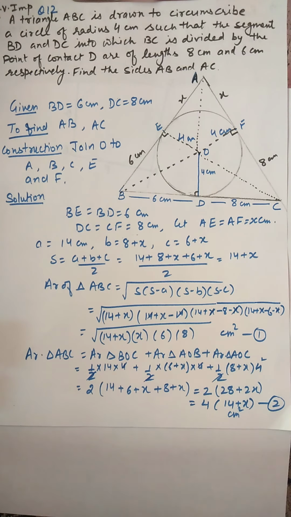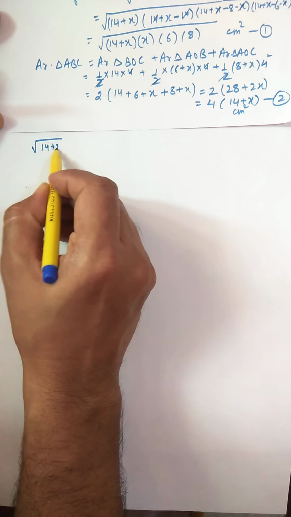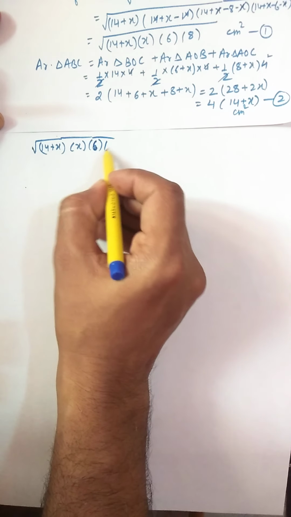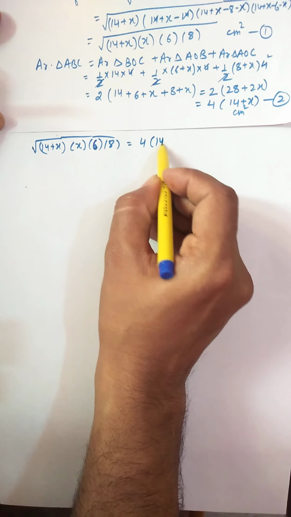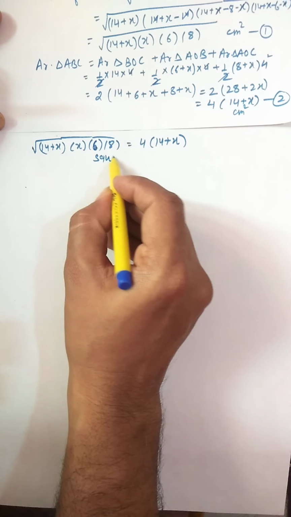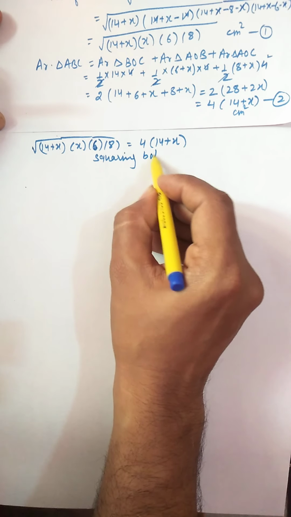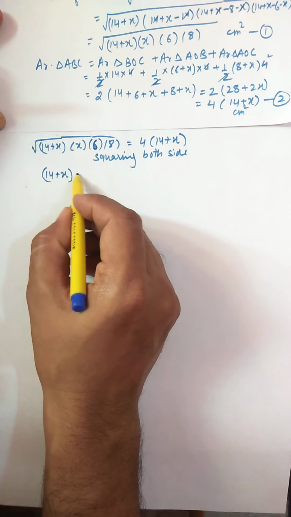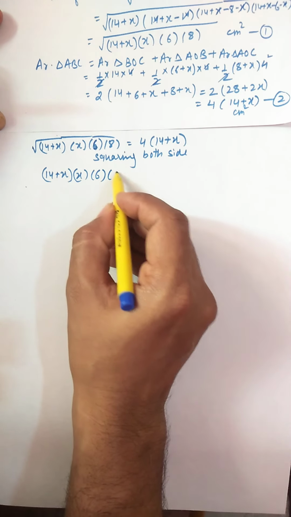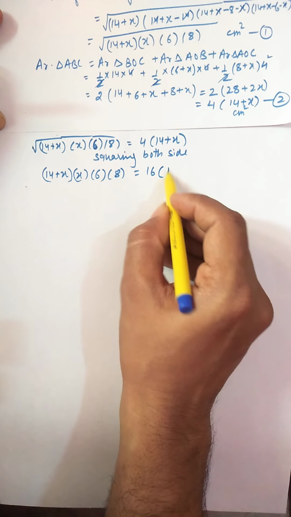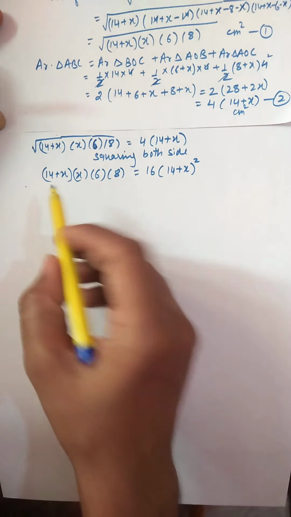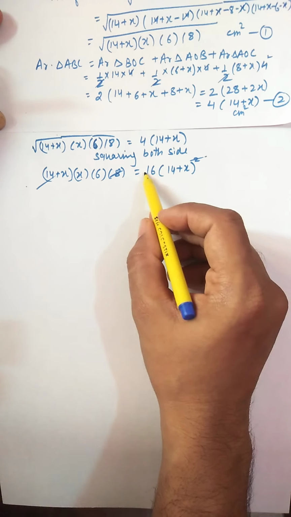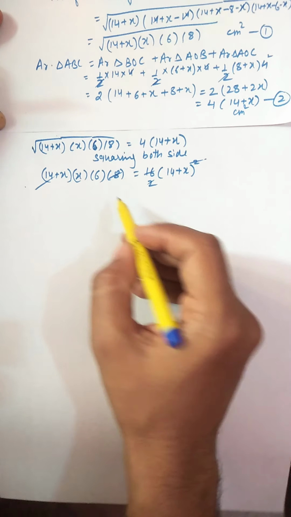Now from 1 and 2 we can write this as square root of 14 plus x, bracket close, into x, into 6, into 8, and this is equal to 4 times 14 plus x. Do squaring both sides, so you get 14 plus x into x into 6 into 8, and this will become 16 times 14 plus x whole square. So this 14 plus x and this 14 plus x will be cancelled, and this is 8, 8 ones are 8, 8 twos are 16, and this is 3.